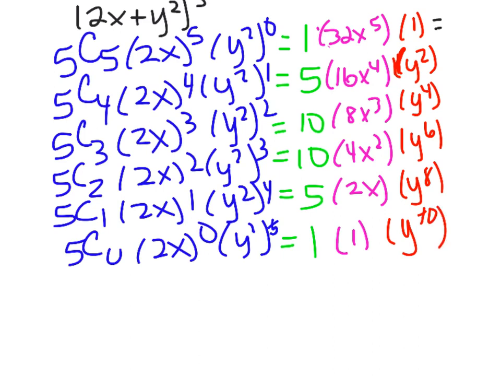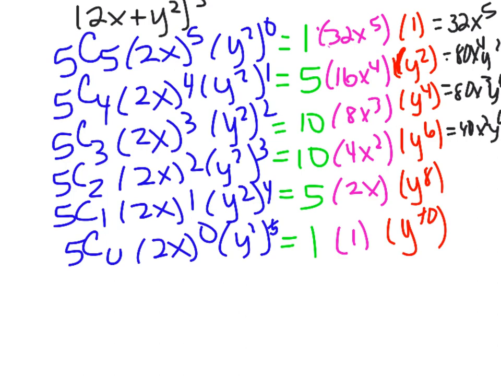Okay, so now we multiply here. So I have 1 times 32 times x to the 5th is 32x to the 5th. And then I have 5 times 16 is 80, so I have 80x to the 4th, y squared. 10 times 8 is 80, x to the 3rd, y to the 4th. And then I have 40x squared, y to the 6th. 10x, y to the 8th. And then y to the 10th.